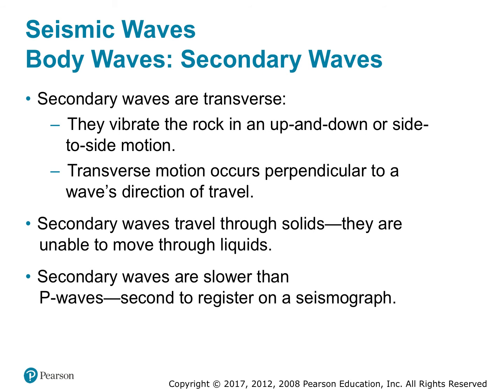The next kind of wave that we're going to talk about is the secondary waves. And these waves are transverse waves. In a transverse wave, the vibrating thing that is creating the wave vibrates at a right angle to the direction that the wave is moving.